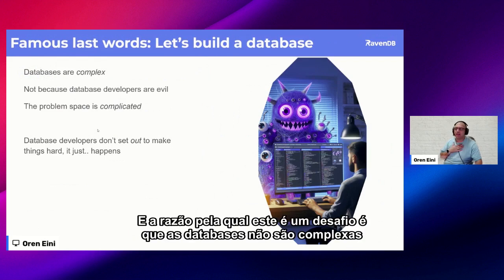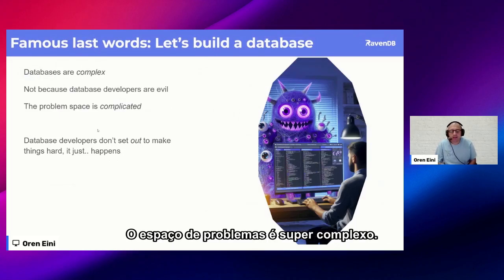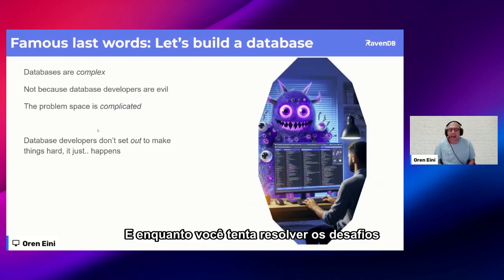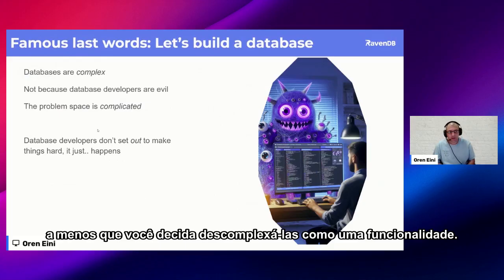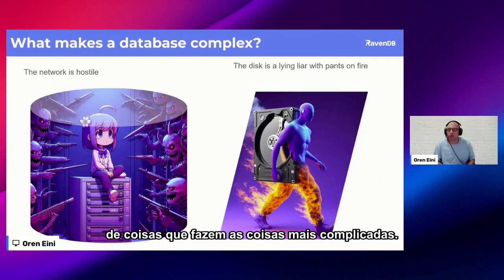And the reason this is a challenge is that databases are not complex because database developers are evil. The problem space is super complex. The problem space is something that you have to deal with. And as you try to solve the challenges in order to build a good database, then things become complex, unless you set out to uncomplex them as a core feature. So to give you two examples of things that make things a lot more complicated.